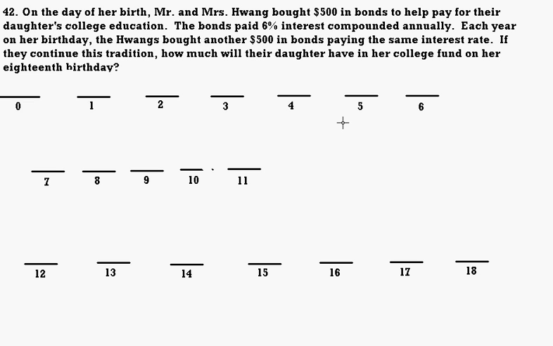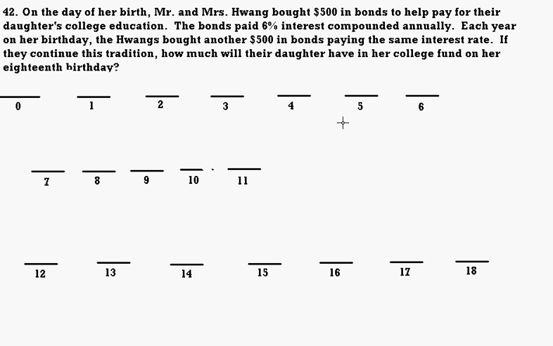Number 42. On the day of her birth, Mr. and Mrs. Huang bought $500 in bonds to help pay for the daughter's college education. The bonds paid 6% interest compounded annually. Each year on her birthday, the Hongs bought another $500 in bonds paying the same interest rate. If they continue this tradition, how much will their daughter have in her college fund on her 18th birthday?